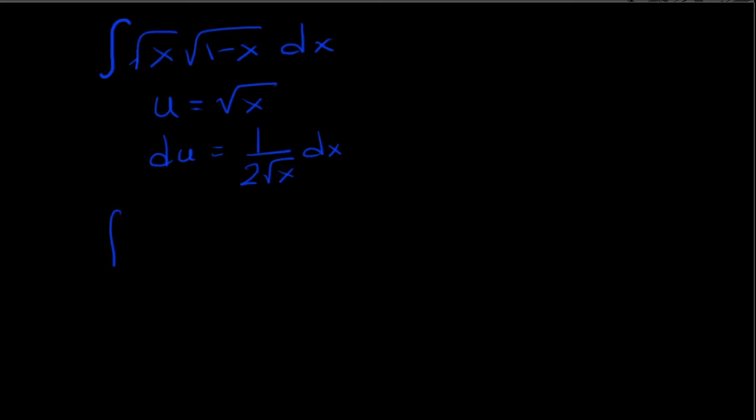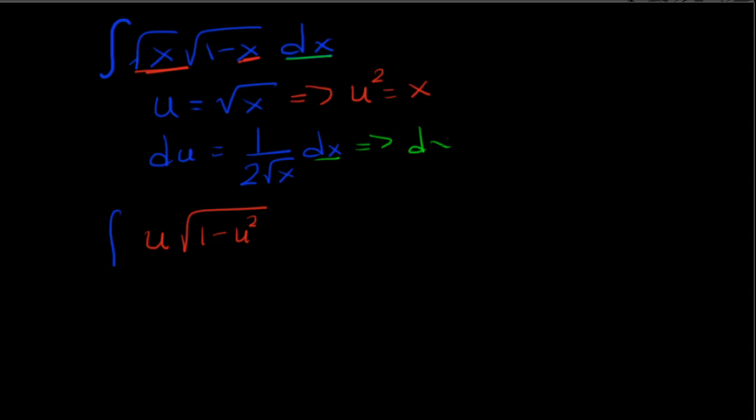I'm going to replace square root of x with u. And then x here, well, if u is equal to square root of x, u squared is equal to x. So I'm going to replace x with u squared. And now for dx, I'm going to solve dx over here. So I'm going to multiply the 2 root x over. So it would be 2 root x du.